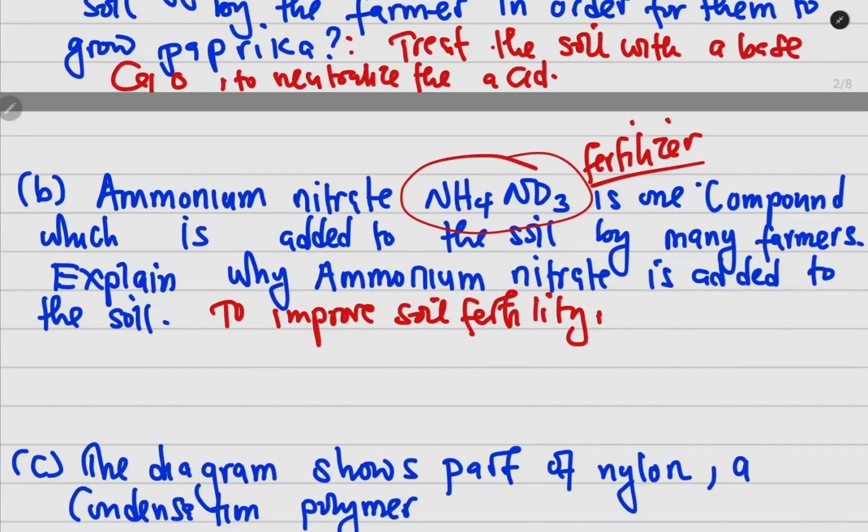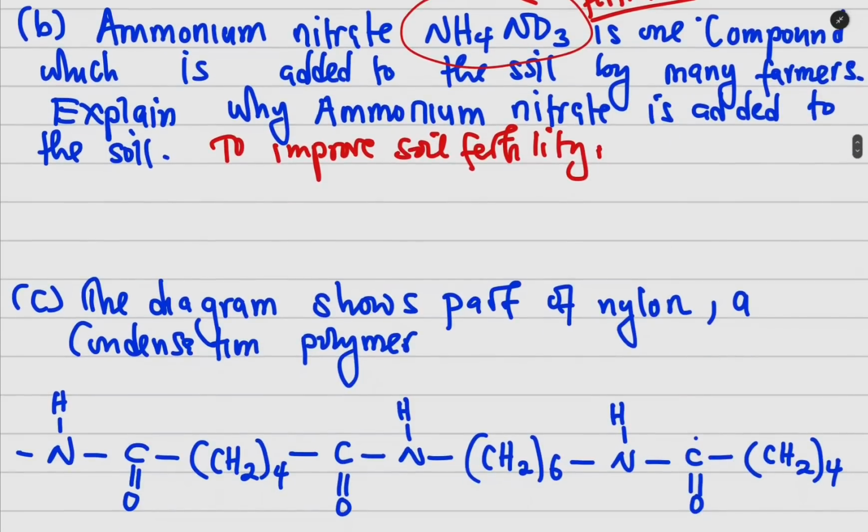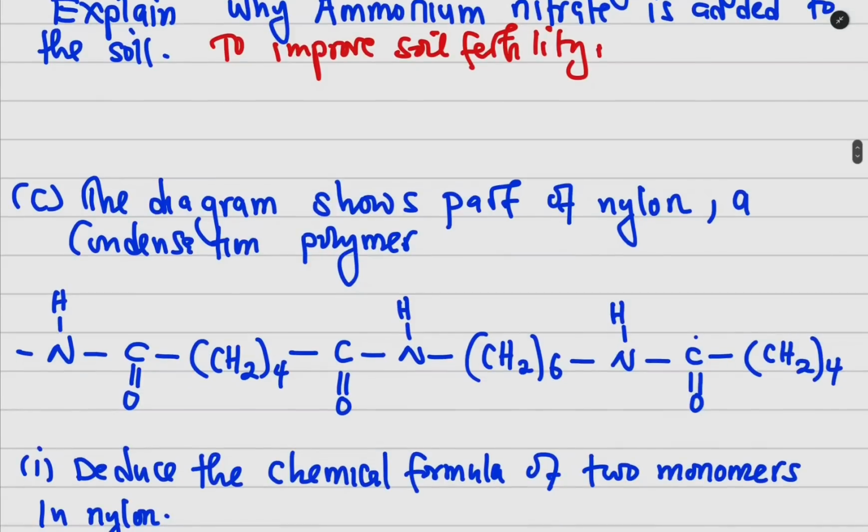Yield of the crops, whatever crops the farmer has planted, it increases the yield. Okay, so the main reason is to improve soil fertility. Okay, so here is another part, that is C.